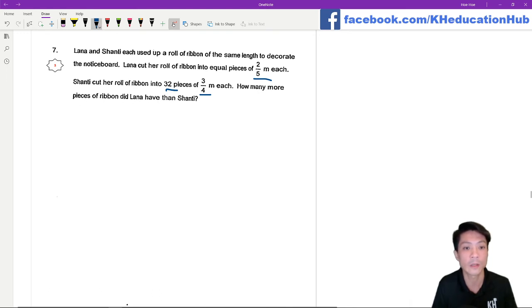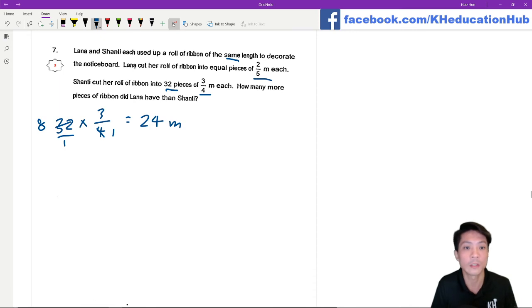Okay, so we're gonna find out what's the length of the ribbon first. So 32 pieces of 3/4 meter each. So we're gonna use 32 times 3/4. 32 divided by 4 will give me 8, so times 3 will give me 24 meters.